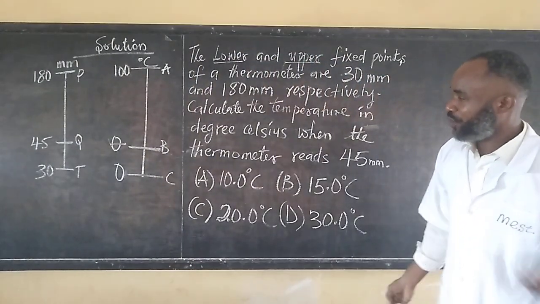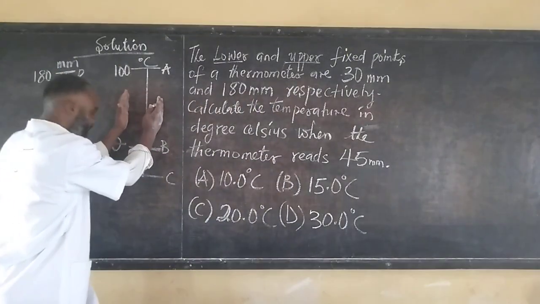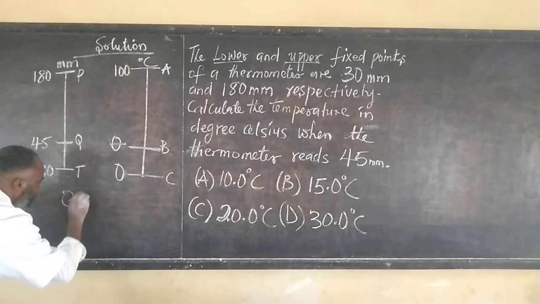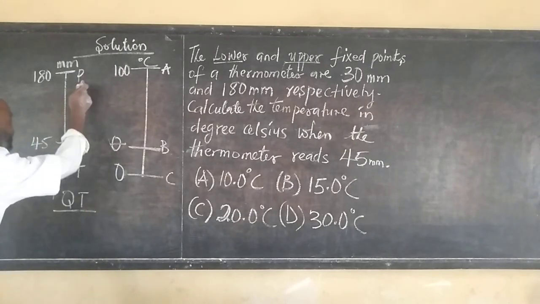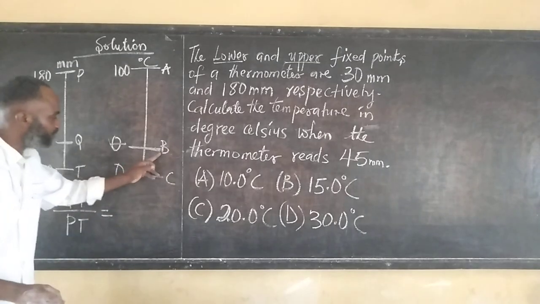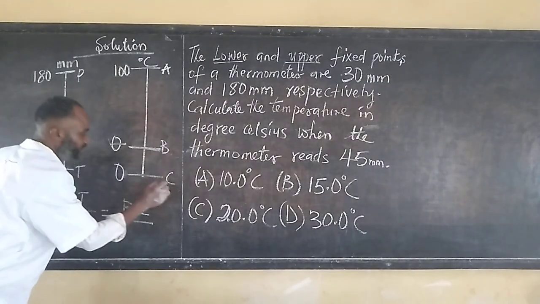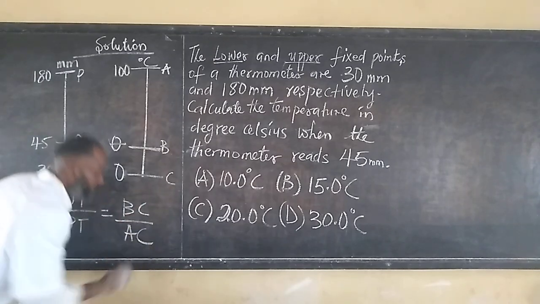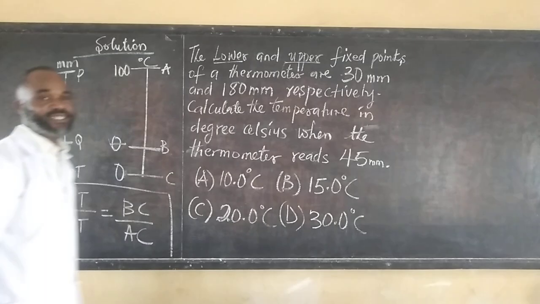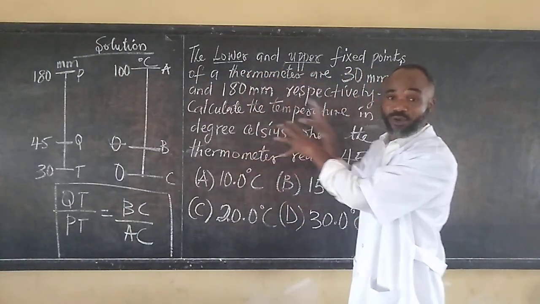Alright? So we go this way. Whatever we have here will be correlated to this. And we have here QT over PT is equal to, what do we have here? BC over AC. That's all. This is a guide on how to apply the values we have from the question.